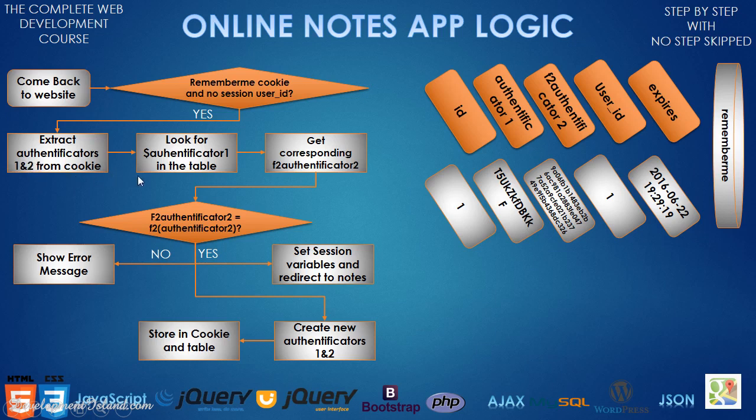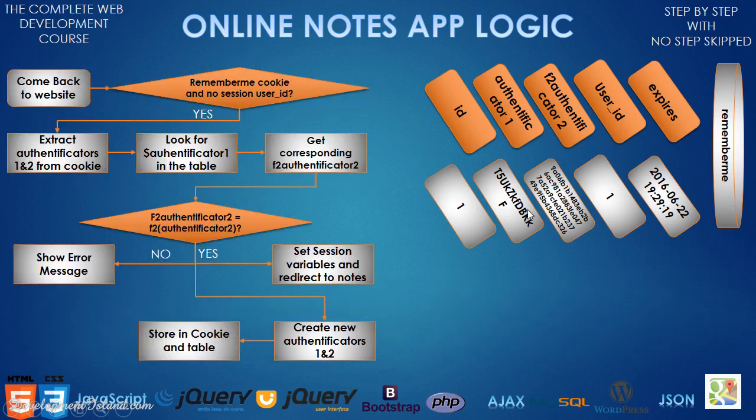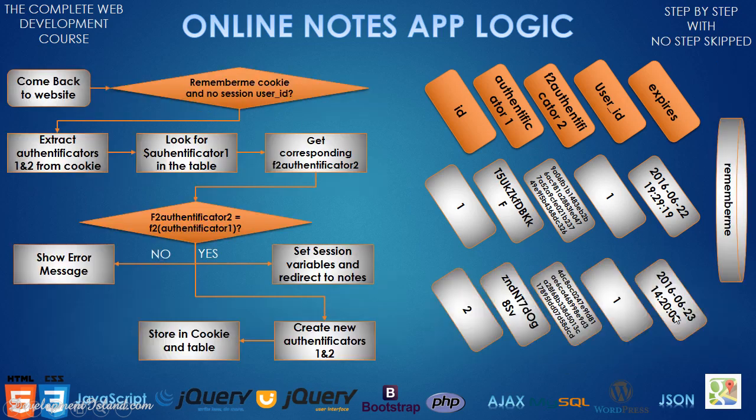If we have a match, we're going to log the user in. And then we're going to need to do exactly the same thing again, which means we're going to need to generate two variables, store them in the cookie and in the table. Just like that. So we're going to have a new row in our remember me database. And we're going to store those variables in the cookie as well.